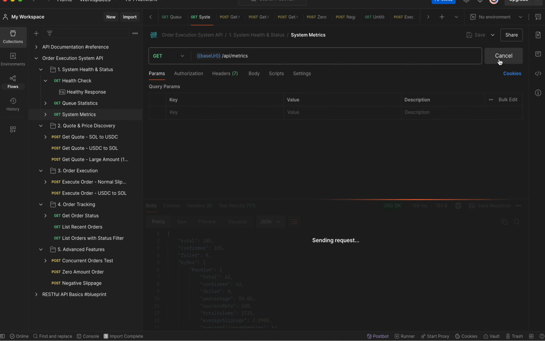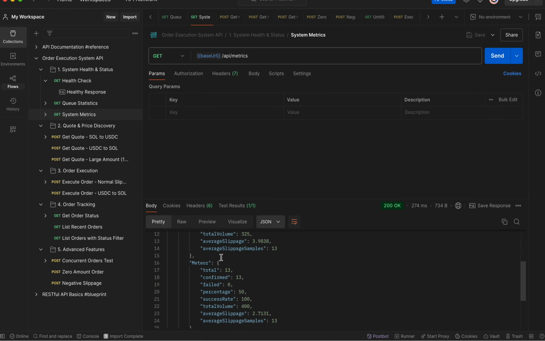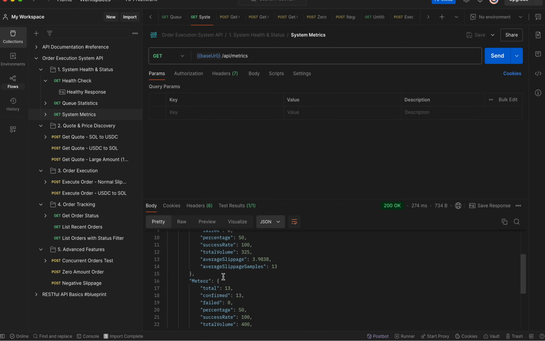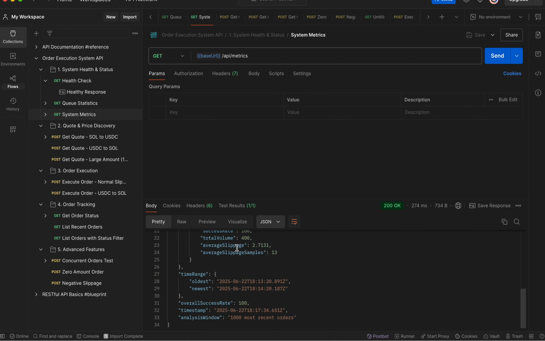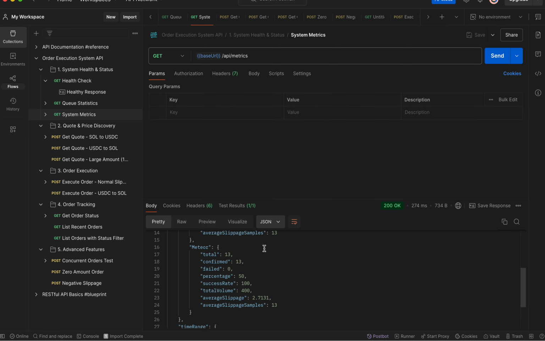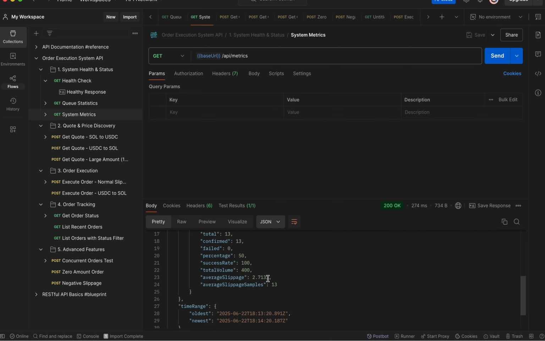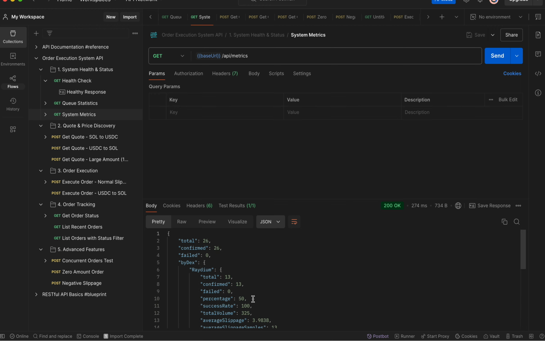With system metrics, we get the total number of orders by DEX. So we can see it's a 50-50 split. 13 were taken by this and 13 were taken by this. The success rate for both is pretty good, but we get the total volume that both of them processed, 325,400, the average slippage for both of them, and the number of transactions which involved slippage. This is the time range, overall success rate, because all the transactions went through.